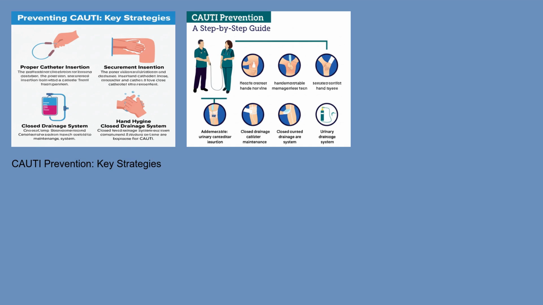Prevention is key to reducing the incidence of CAUTIs. Several strategies can be implemented. These include avoiding unnecessary catheterization, using proper insertion and maintenance techniques, including sterile technique during insertion, securing the catheter properly to prevent movement and trauma, maintaining a closed drainage system, regularly emptying the drainage bag, and promoting hand hygiene among healthcare providers and patients. Educating healthcare providers and patients about CAUTI prevention is also crucial.